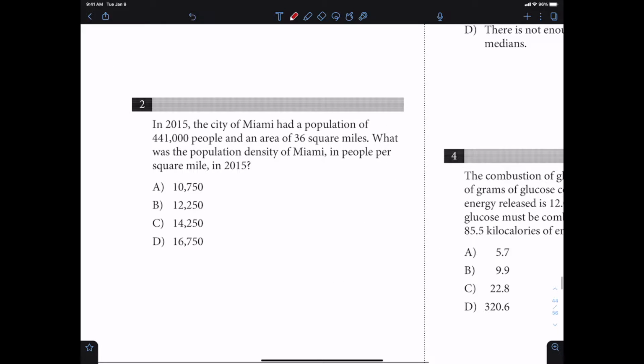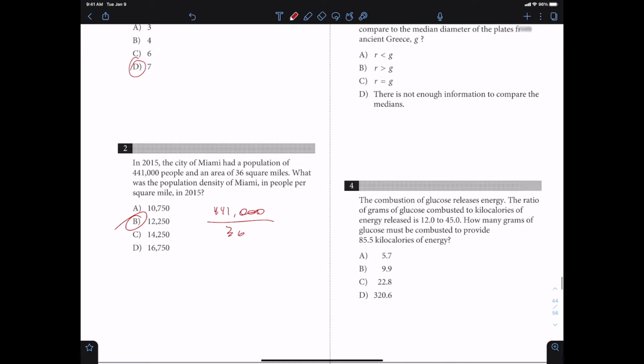In 2015, the city of Miami had a population of 441,000 people and an area of 36 square miles. What was the population density of Miami in people per square mile in 2015? Okay, so we can use the word per as kind of like a division symbol. So let's do 441,000 divided by 36. If we plug that into our calculator, we will get option B.